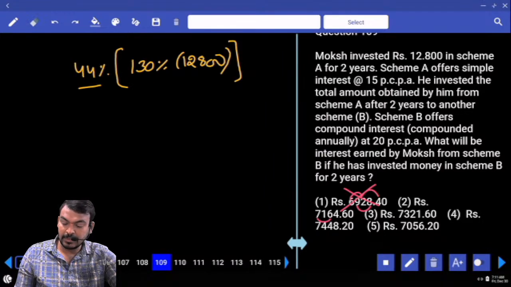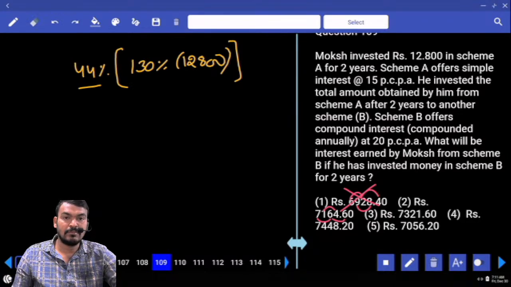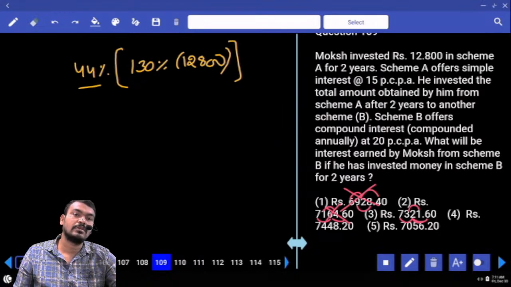Second option: 7 plus 6, 13 plus 6, 19. 1 plus 4, 5. Is it a multiple of 11? No. Third option: 7 plus 2, 9. 9 plus 6, 15. 3 and 1, difference 4. 15 and 4, difference 11.